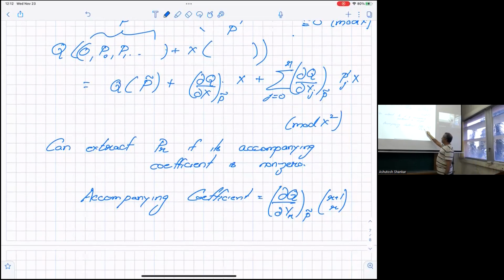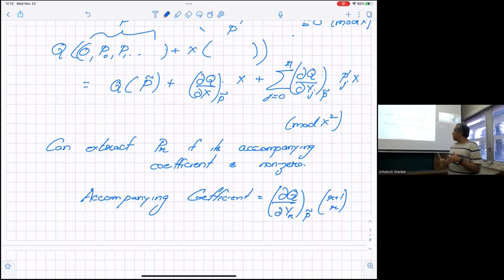There are two things to notice about this. This is for just extracting r plus 1, and the same process works for even larger ones, exactly the same thing. This term will remain the same, and the binomial coefficient will change, from the powers coming from above. This guy will always be ∂Q/∂Yr at P tilde, and this will be some binomial coefficient.